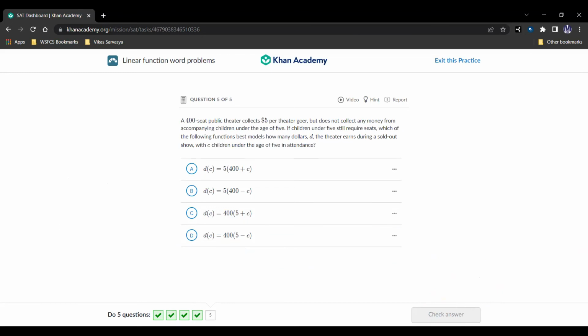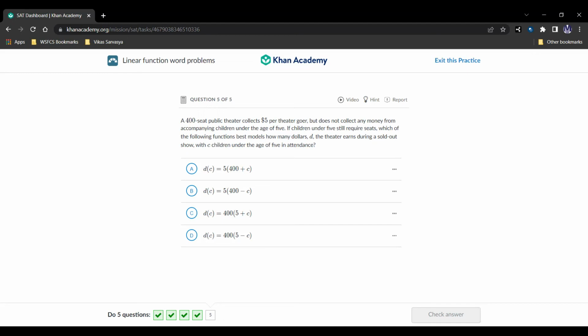And here it is. A 400-seat public theater collects $5 per theater goer, but does not collect any money from accompanying children under the age of 5. If children under 5 still require seats, which of the following functions best models how many dollars D the theater earns during a sold-out show with C children under the age of 5 in attendance?